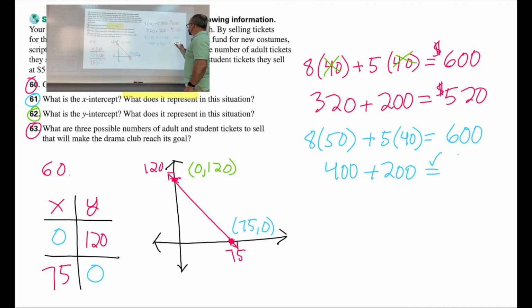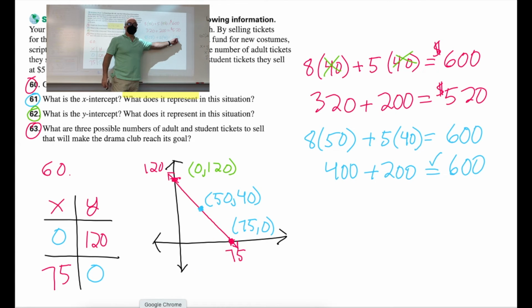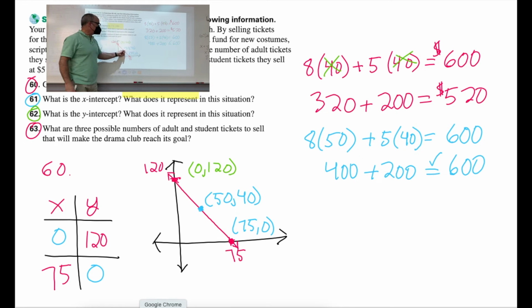Put a check mark over that equal sign. Yes, and this tells me that the point x equals 50, y equals 10 is a point on this line. If it works in the equation, it will be a point on the line and it will be a solution to the word problem. But it's not the only one. No, it's not the only one.